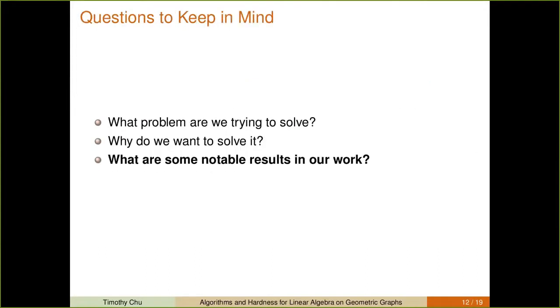So we went through what problem we're trying to solve: fast algorithms or hardness results on geometric graphs. We went through why we want to solve it: it's theoretically interesting, and it has applications to other algorithms. And now we'll just briefly cover some notable results in our work.